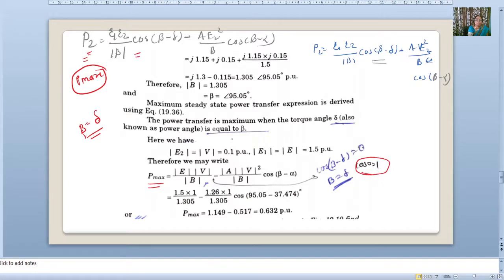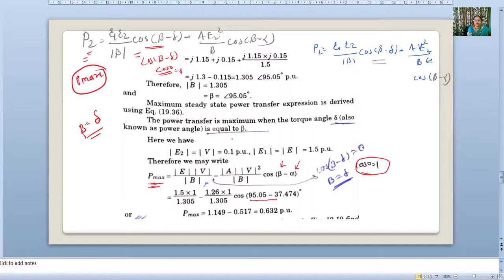In this term, cos of (beta minus del), when beta is equal to del, there will be cos of 0, so this term will be unity. Cos of 0 is equal to 1. So there we get maximum power, and it is our steady state stability, while these angles remain the same.